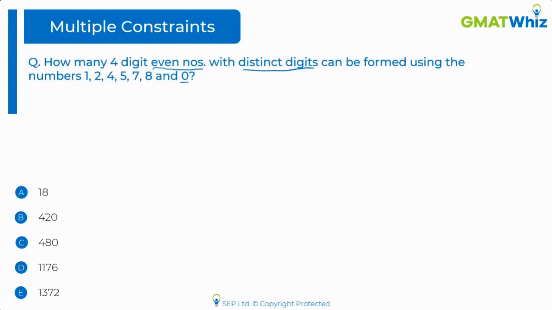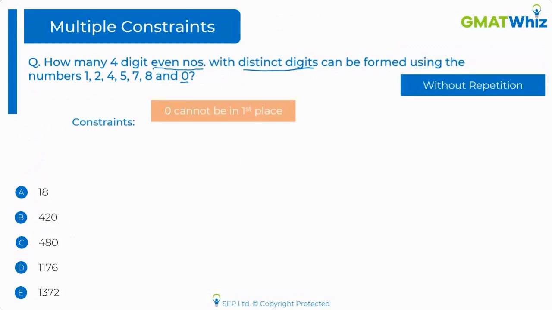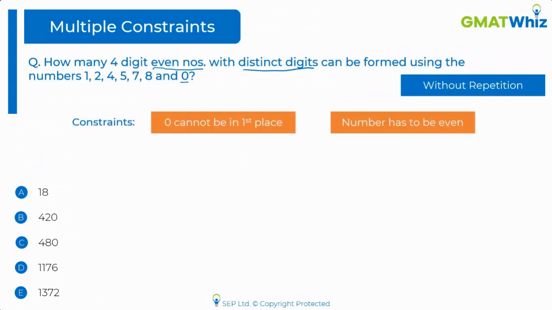Okay, so if you look at this question, it is without repetition, but there are two constraints that you have to take into account. One is 0 cannot be in the first place, and the second is the number has to be even. Okay, Vikram is saying, can I change my answer to B? I think Vikram understood where he made a mistake, because the moment I said 0 cannot be in the first place, a lot of you realized that you messed up while marking C as the answer, because you probably did not take into account that 0 cannot be in the first place.